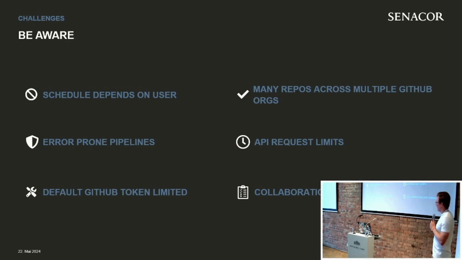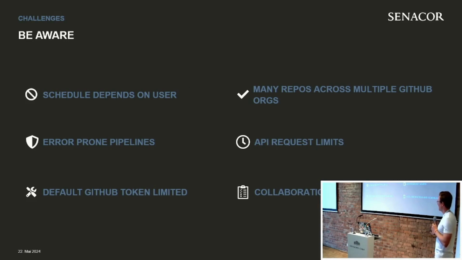All right, so everything summed up. Keep in mind that the schedule depends on the user. If you have many repositories or over different organizations, maybe think about centralizing everything to reduce your support efforts. Those pipelines are error-prone, especially if it comes to shared configuration files and so. So think about that. There are those API requests, and we have run into that, so that's really, really easy.